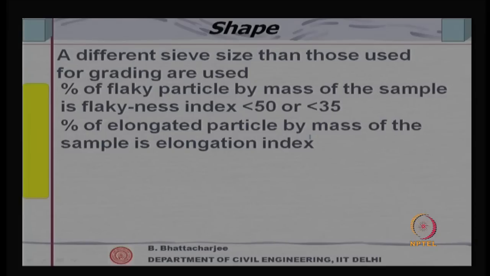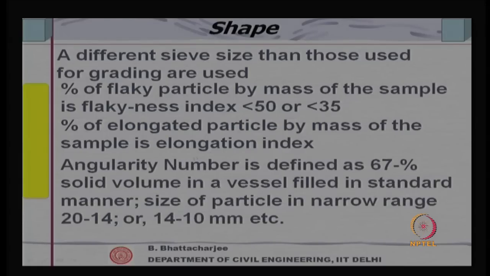Percentage of elongated particles by mass of the sample is the elongation index. So, the flakiness index should be less than 50 or 35 depending upon the usage; the code tells you that. Similarly, the mass of elongated particles divided by the total mass, expressed as a percentage, we call the elongation index, and that is also restricted by code.